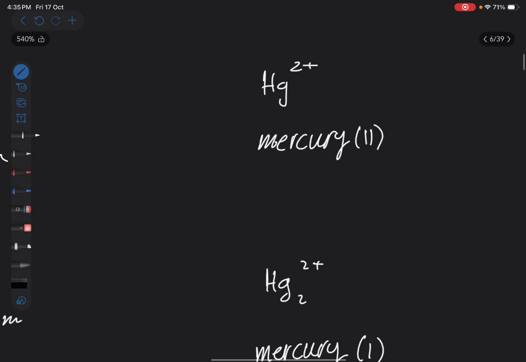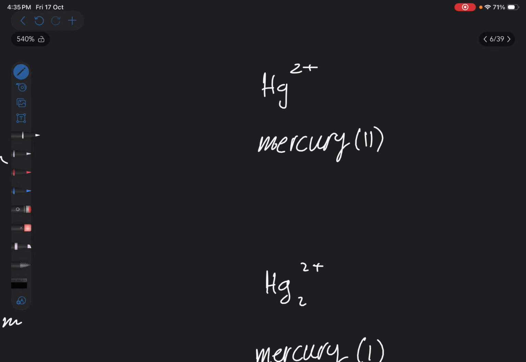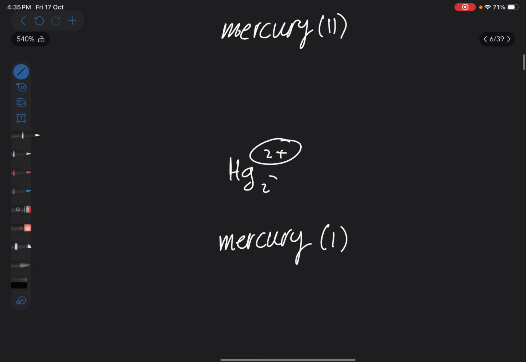Now how to remember this? Just imagine there is a 1 here, take the quotient of this. So 2 over 1 is 2. So this way I know it's mercury 2, not mercury 1. Same thing, 2 over 2 is 1. So this is mercury 1. This is the way I memorize it.